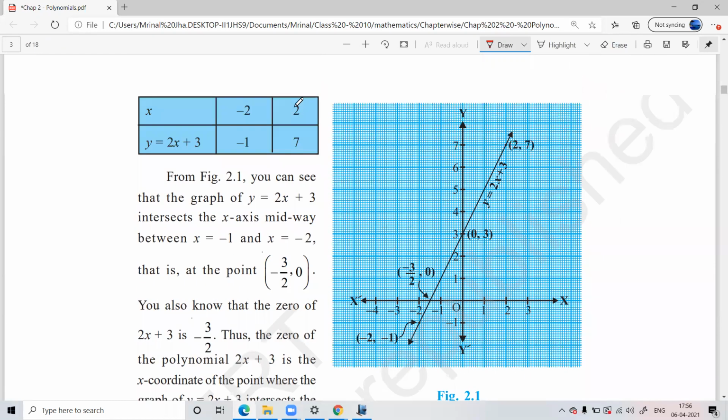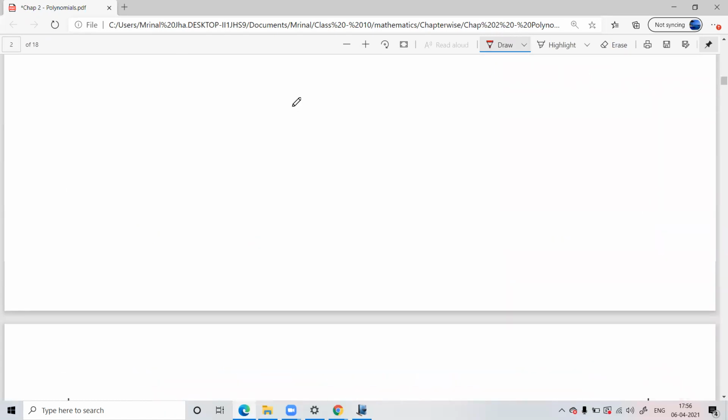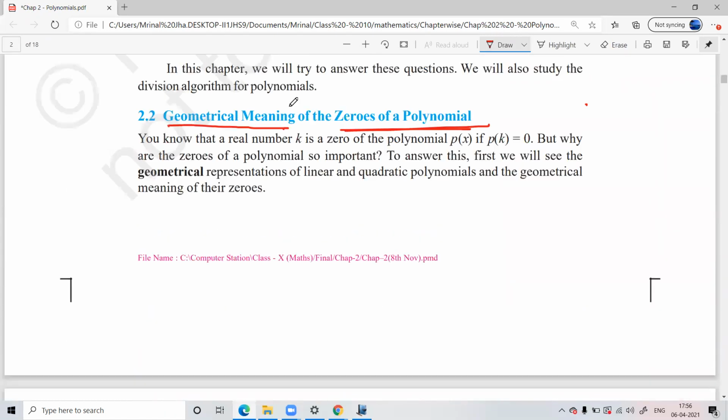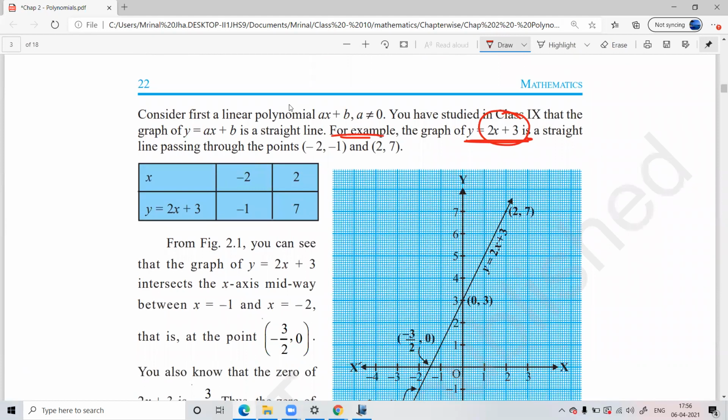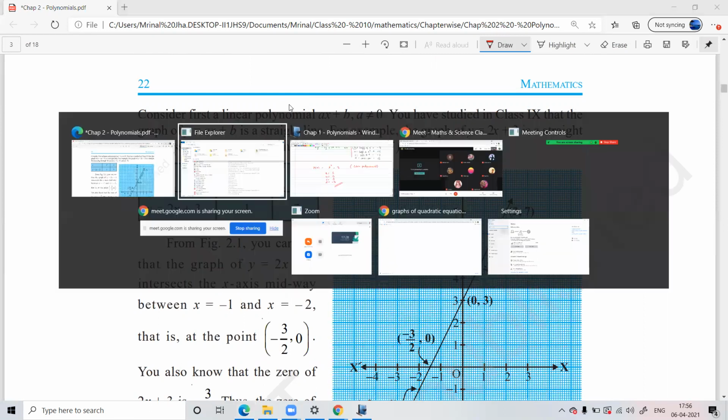Okay, so look at this example that they have given you in the NCERT book. For example, they have given you y is equal to 2x plus 3. If you want to draw the graph of this one, you can find the zero of this polynomial graphically also. Using the graph, you can find the zero of this polynomial. How to do that? Let's see.